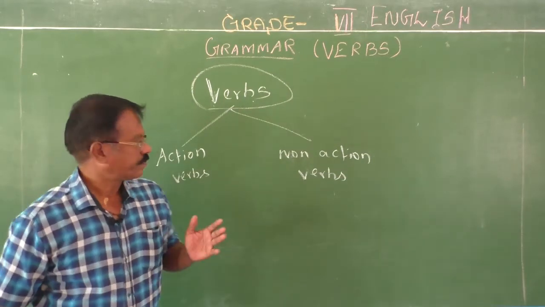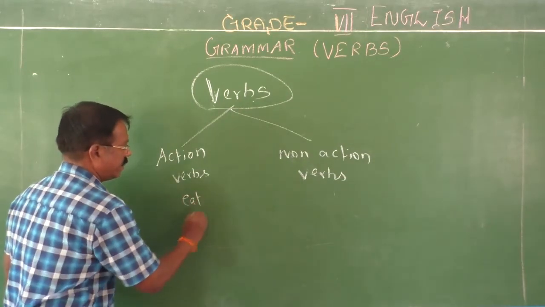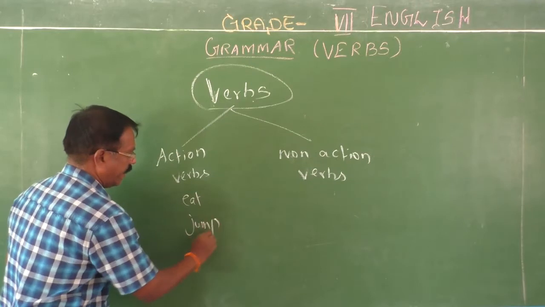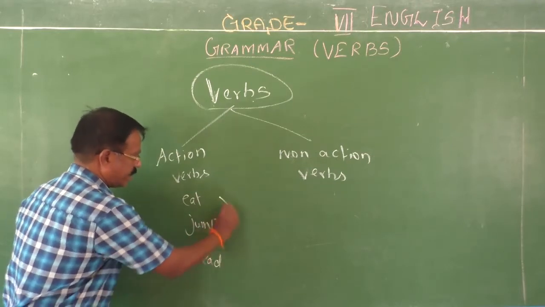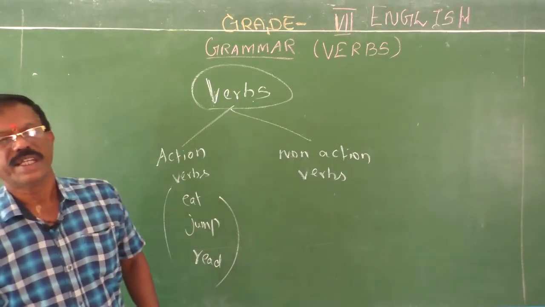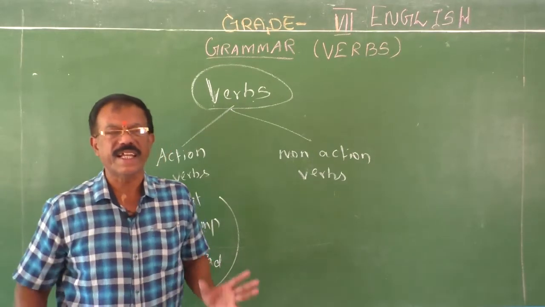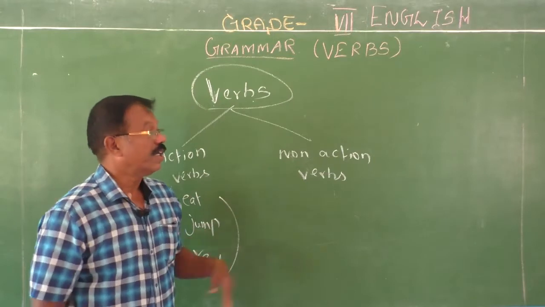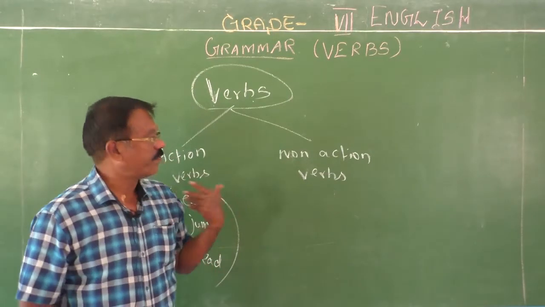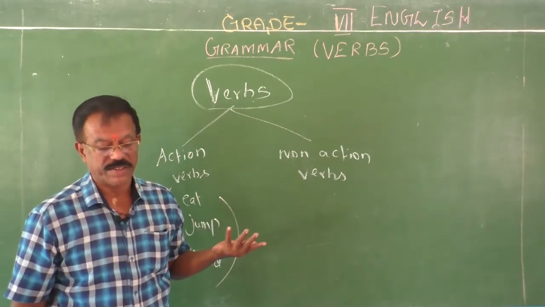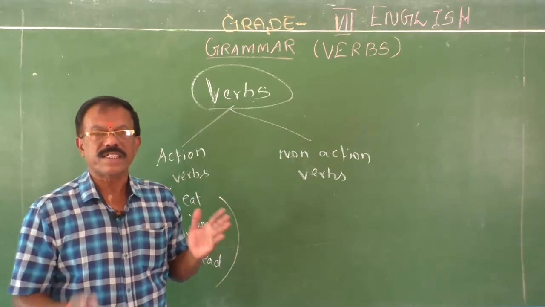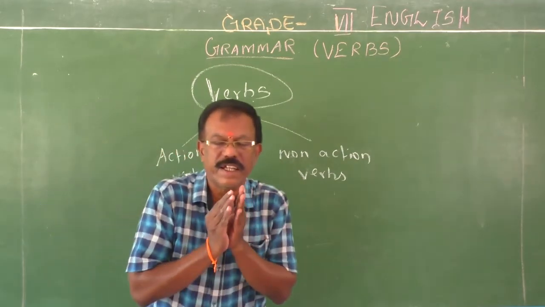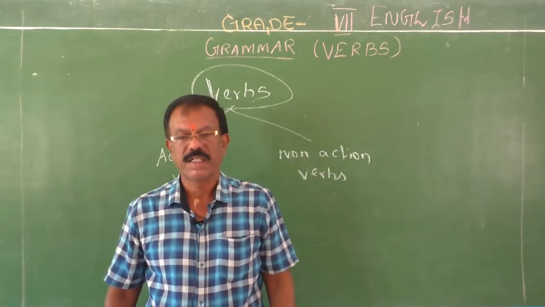So, eat, jump, read, they are the best examples for action verbs. They tell us the action done by the subject. Okay. There is another group of verbs. They are called non-action words. They don't show any action.